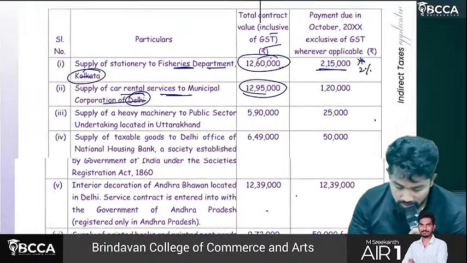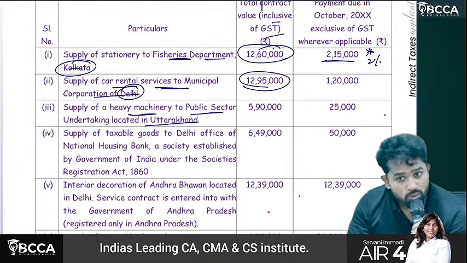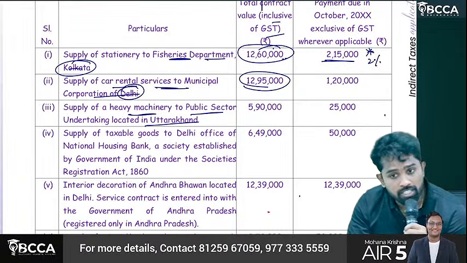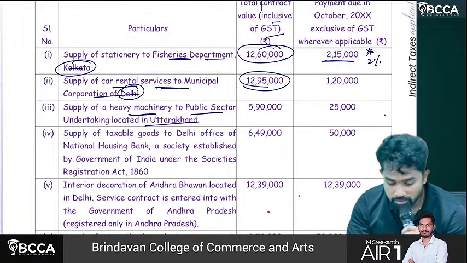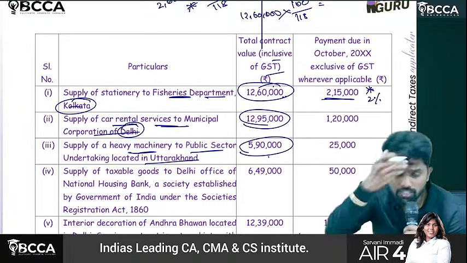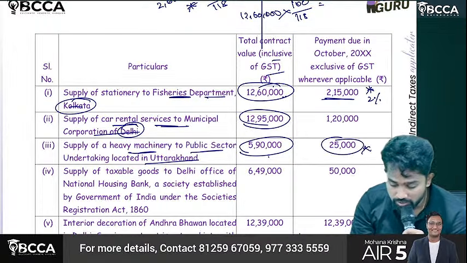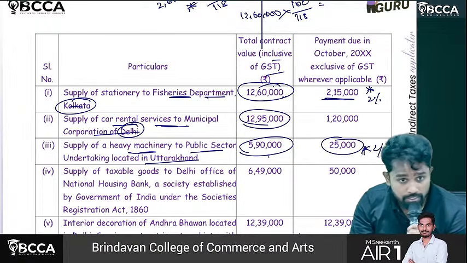Okay, then the third one, sir. Supply of heavy machinery to a PSU located in Uttarakhand. Sir, from Delhi where they supplied? Uttarakhand. How much? 5,90,000. This is including GST, but still it will be more than 2,50,000 only. So how much, sir? IGST 25,000 into 2%, 500.